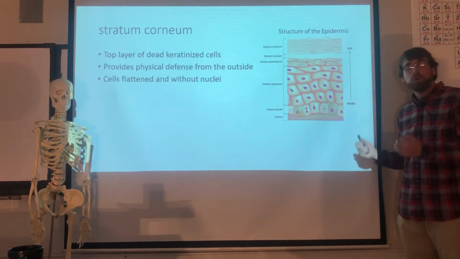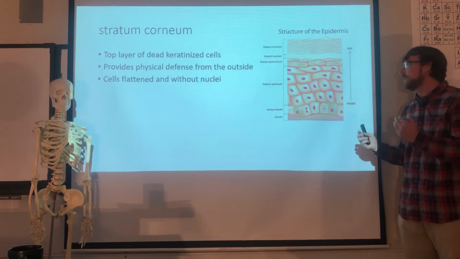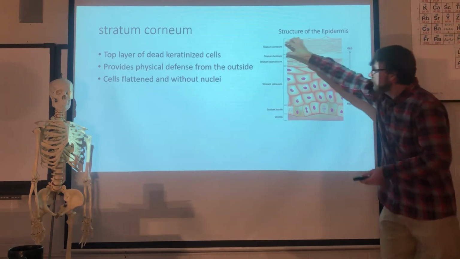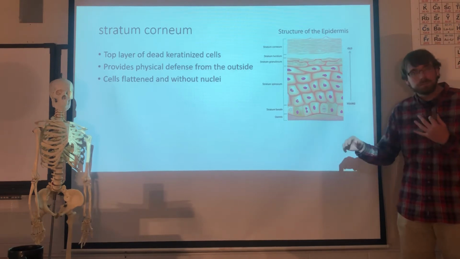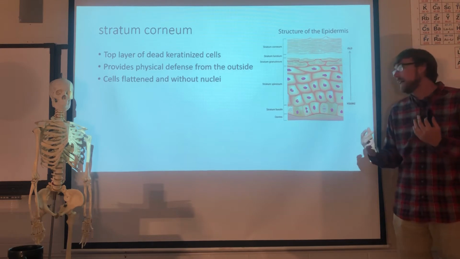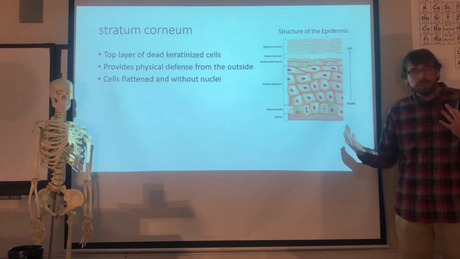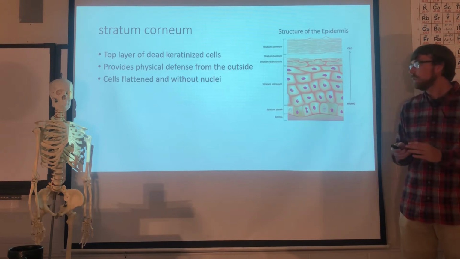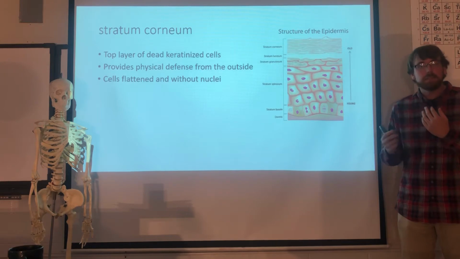So the stratum corneum is the most superficial. It's a top layer of dead keratinized cells. So this layer, it's just dead cells that are full of this protein keratin. It provides physical defense from the outside. They're flattened cells, there's no nuclei, they're completely dead. But they are highly protective due to that keratin that is within them.